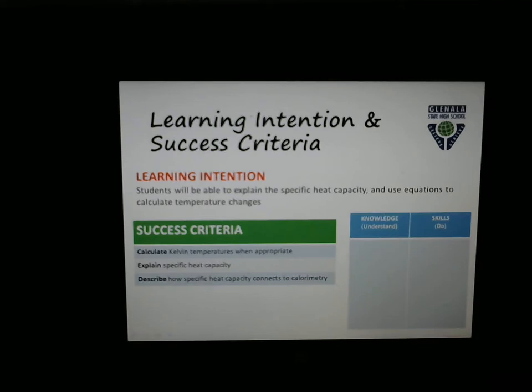Okay, so having looked through here, we can see a few knowledge skills. There are knowledge verbs, and there is a skill verb there as well. We need to know, well, what is the Kelvin scale? If we're going to do any calculations with it, we definitely need to know what it is. We need to know what is specific heat capacity, and we need to know what is calorimetry. And finally, for skills, we need to know, well, how do I calculate a Kelvin temperature? Okay.